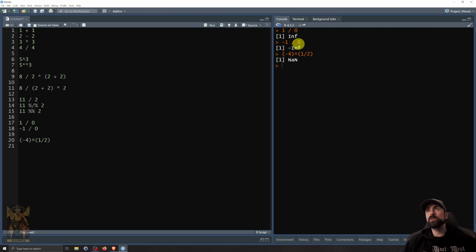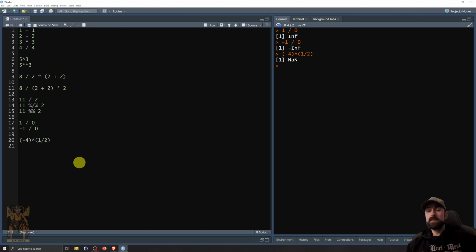So if you see values going to negative or positive infinity, or you see not a number, that's usually a sign that there's something wrong. There's something wrong with the code you've typed, or there's something wrong with your data set, or who knows.